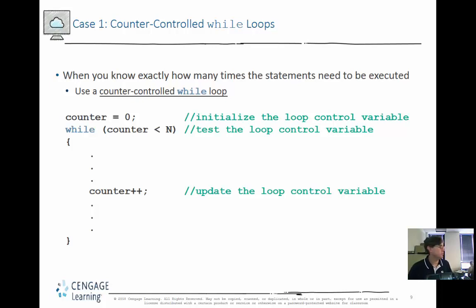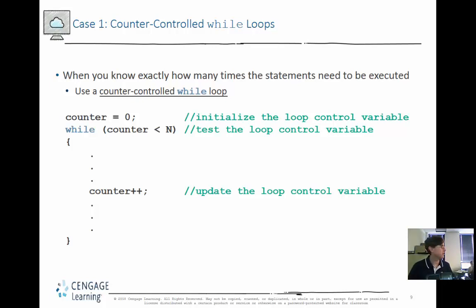A lot of times, if you're counting up by one every time, your loop will be something like this. You'll start your counter off at 0 or 1 usually, and then you'll test while counter is less than however many times you want the loop to repeat. And then at the end of the loop, you'll have your update, and if you're going up by 1 every time, it'll just be counter plus plus, which means counter is equal to counter plus 1. So it just goes up by 1 every time.